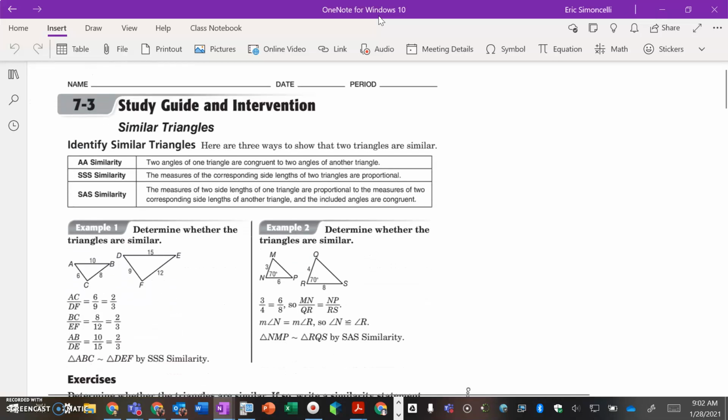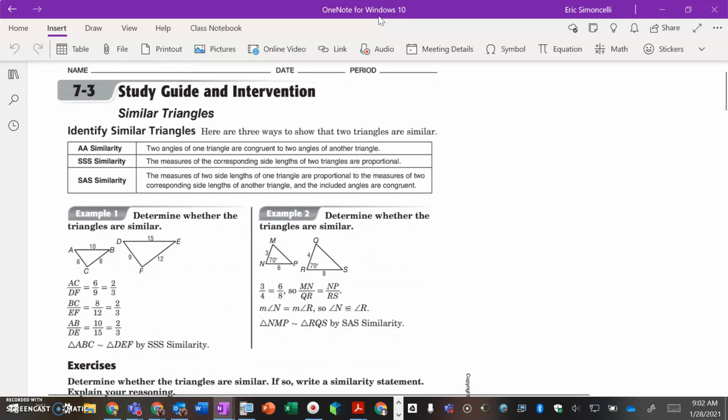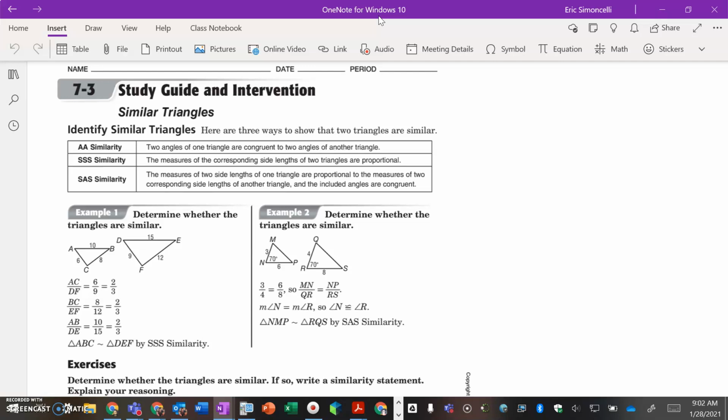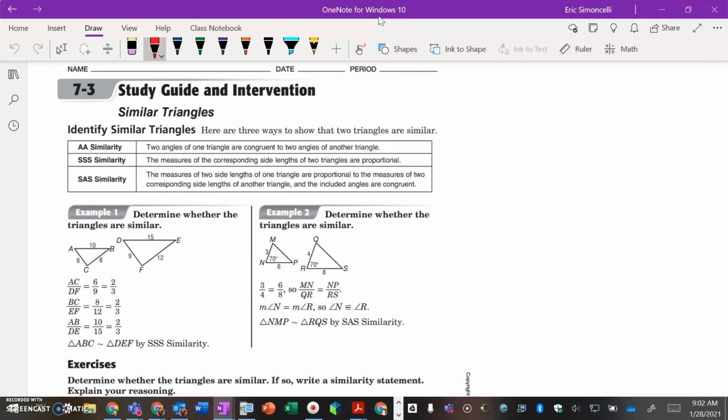So today we're going to identify similar triangles, and here are three ways to show that two triangles are similar. The first is defined as angle-angle similarity. Two angles of one triangle are congruent to two angles of another triangle. So if all you have are two angles that correspond to another triangle's two angles that are also congruent, then those are considered similar triangles, again by angle-angle similarity.